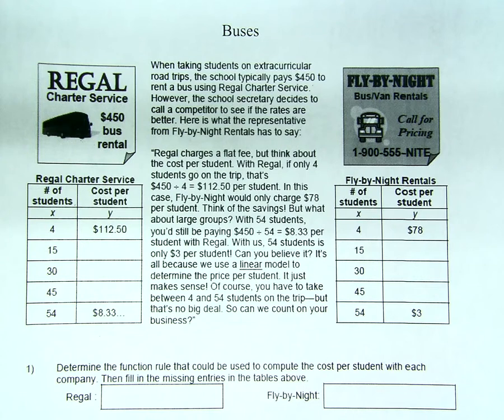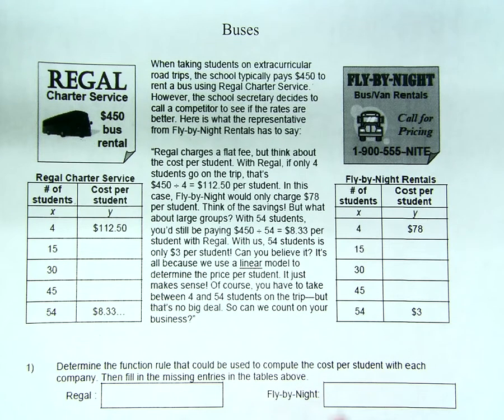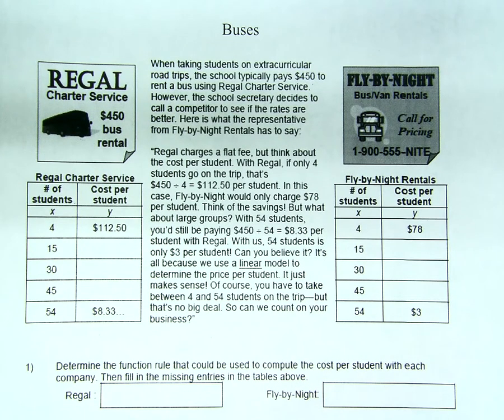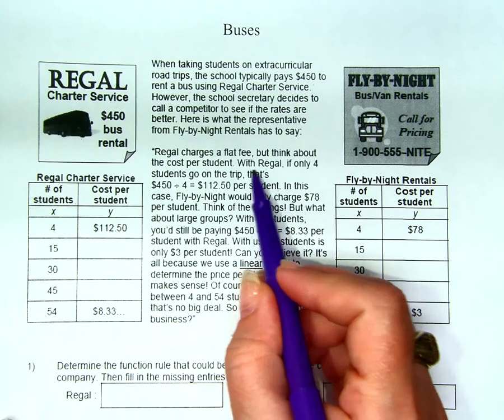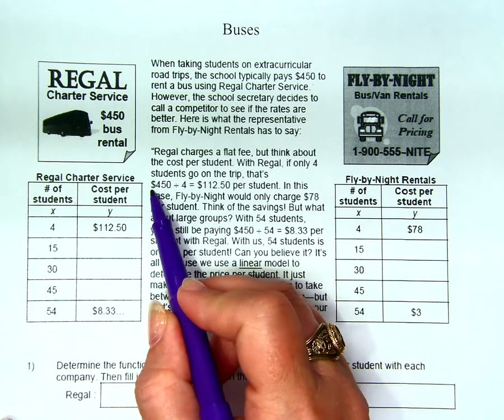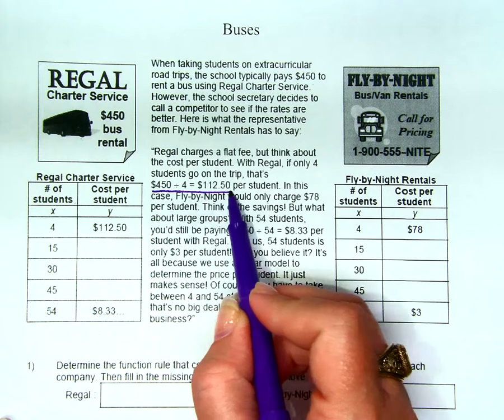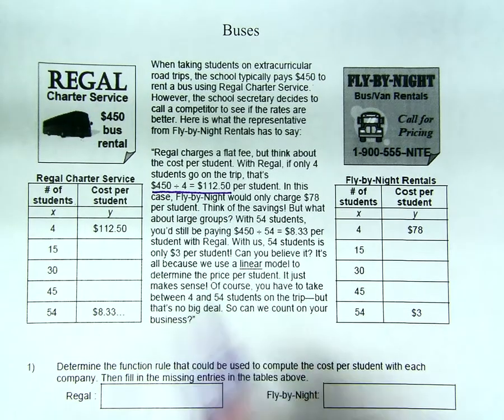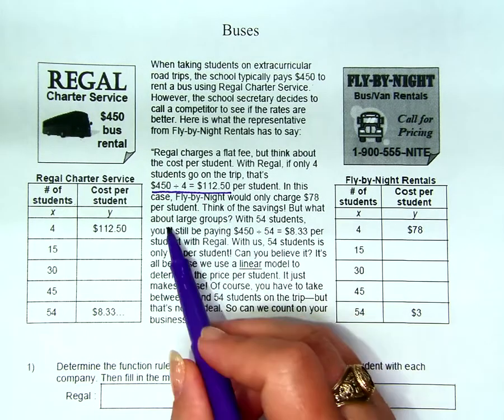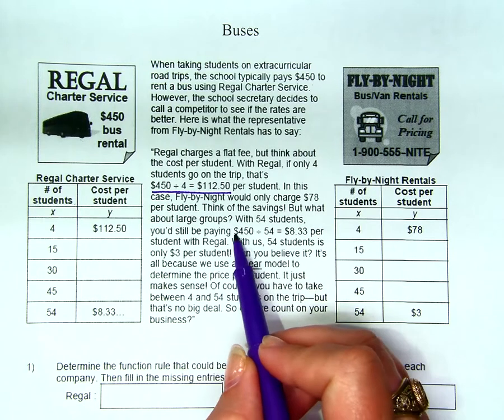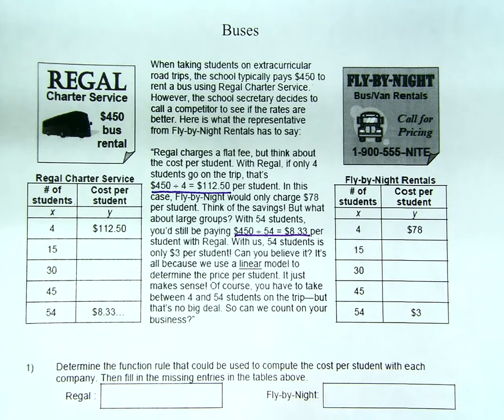So first of all, let's determine the function rules for each one of these. And then we'll fill in the entries from the table. Okay? Any idea about either Regal or Fly By Night? Which one do you want to start with? Regal, okay? So if we look through here with Regal, if 4 students go on the trip, this is how Regal found out the price for 4 students. And then 54 students with Regal, this is how they figured out how to do it with 54 students.